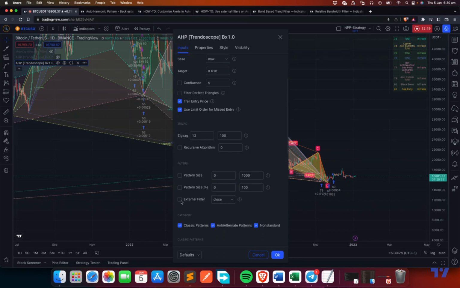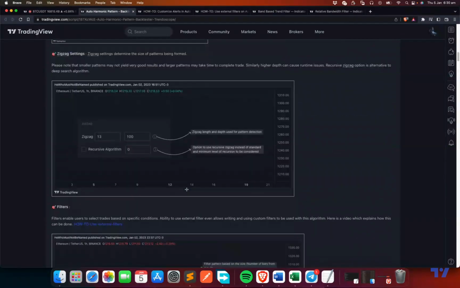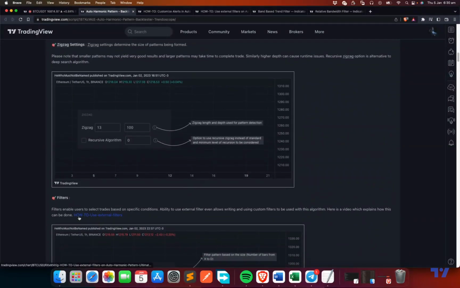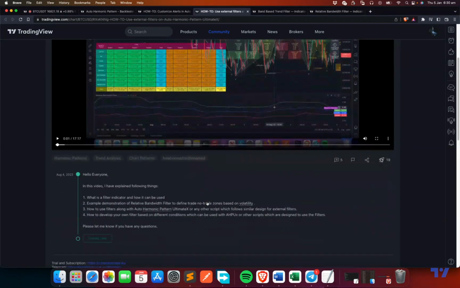Okay, so another important factor here is the external filter. This gives plenty of alternatives. You can define your own external filter and use that as a filter along with the script. I have actually also mentioned this in the script page here, and this video on how to use external filters. You can actually go to this. This was made on Ultimatic script, but you can also use the same thing here as well.